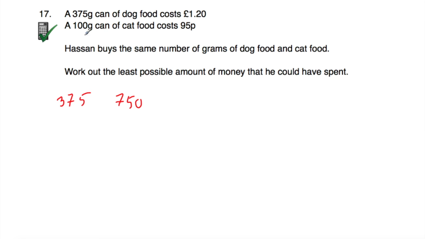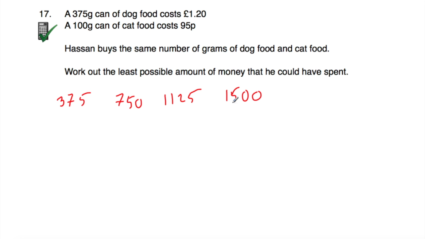But because he buys the same amount of cat food, and the cat food comes in tins that are 100 grams each, he can't actually buy 750 grams of cat food. So let's carry on. If he buys 3 cans of dog food, that'll be 1,125 grams. But again, he can't buy that using the cat food. He can buy 1,100 grams or 1,200 grams, but he can't buy 1,125 grams. If he buys another can of dog food, that's 1,500 grams. That's fantastic, 1.5 kilograms or 1,500 grams. So if he buys 4 cans of dog food, he would get 1,500 grams.